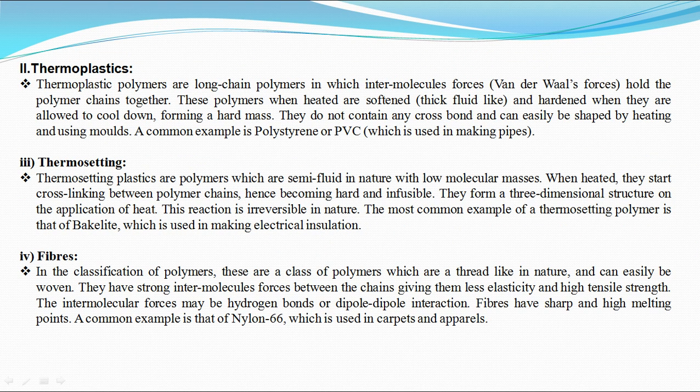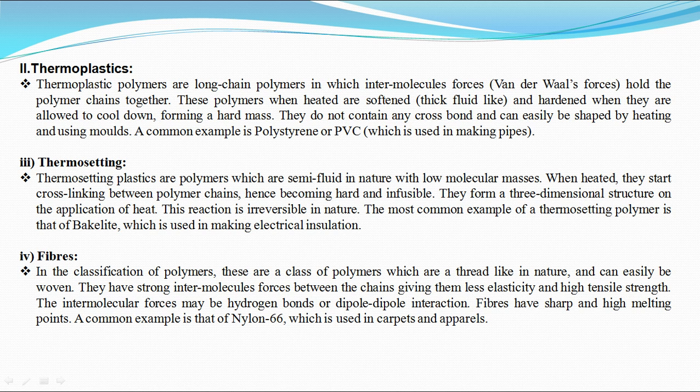Thermoplastics, thermosetting plastics, and fibers are the other three classes based on intermolecular forces. Thermoplastics are long chain polymers held together by intermolecular forces. These polymers are softened when heated and hardened when allowed to cool, forming a hard mass. They do not contain any cross-links and can easily be shaped by heating using molds. Common examples are polystyrene and PVC.